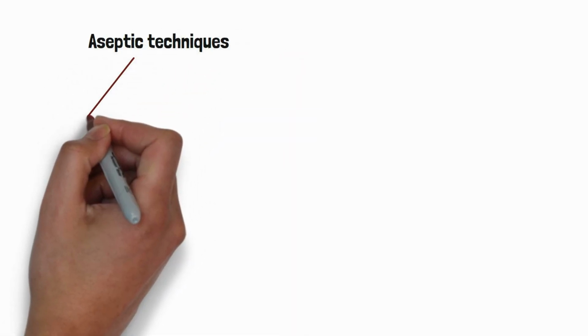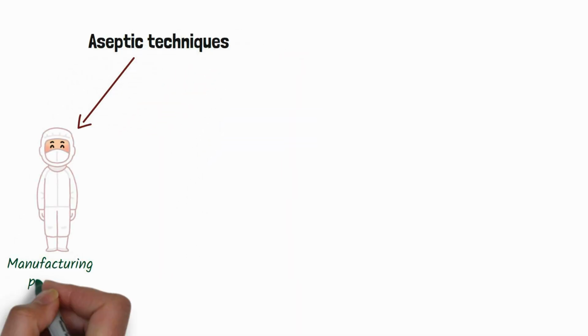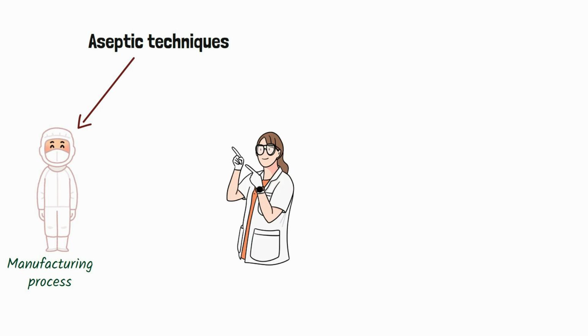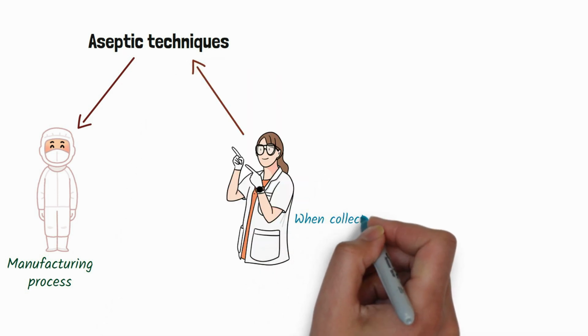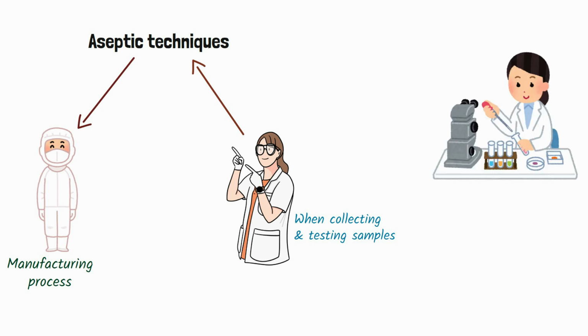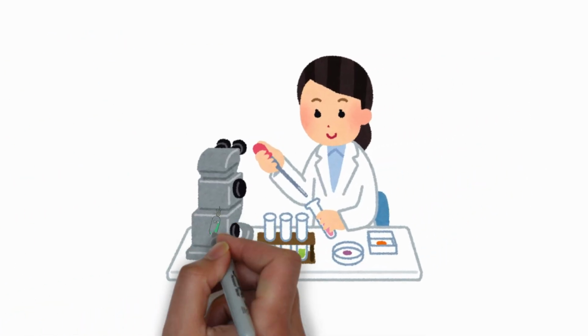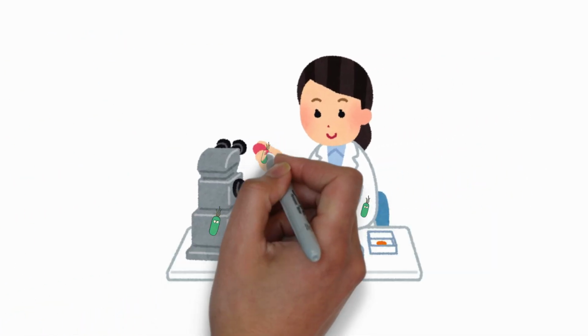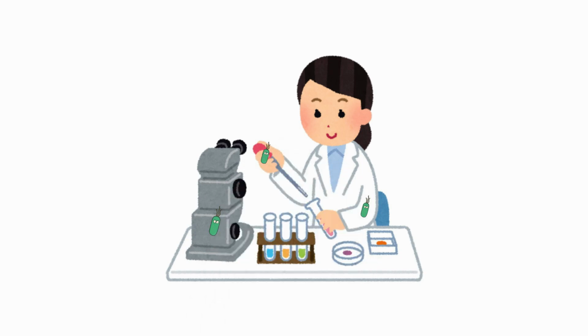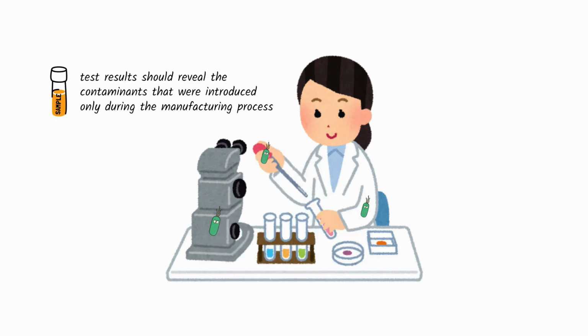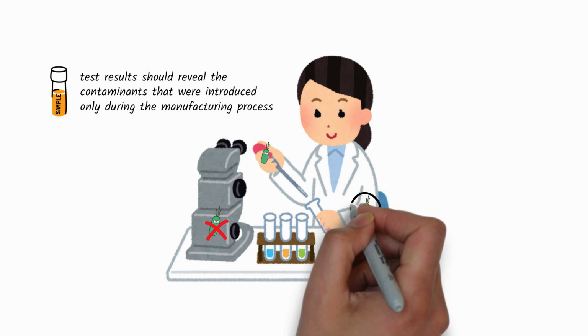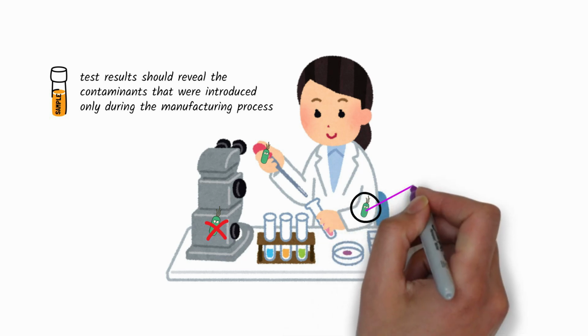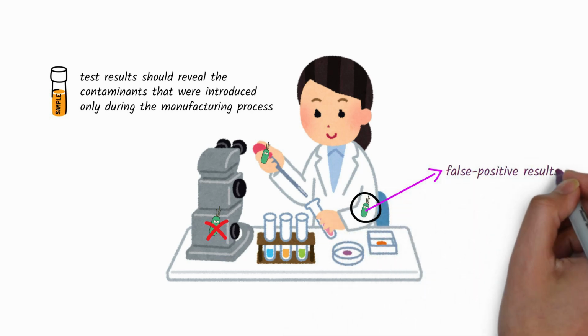Aseptic techniques are not just confined to the manufacturing process. Microbiologists should also apply them when collecting and testing samples. They must ensure that external factors do not contaminate the product during sampling and testing. The microbiological test results should reveal the contaminants that were introduced only during the manufacturing process, not by any other means. The contamination of the product during sampling and testing may lead to false positive results.